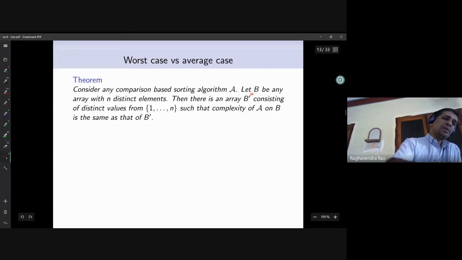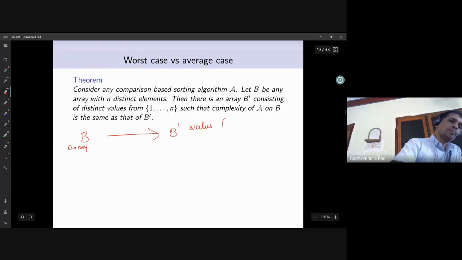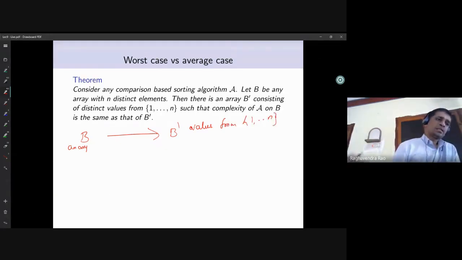So let's just keep this as the assumption. B is any array with n distinct elements. Then the claim is there is an array B prime consisting of distinct values from 1 to n. In fact, there is a unique array such that the complexity of A on B is the same as the complexity of A on B prime. Let's draw it pictorially. If you have B, an array, I can come up with an array B prime with the values from 1 to n, such that A of B is the same as A of B prime.